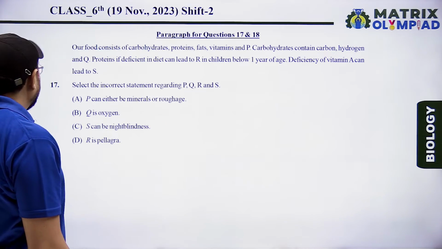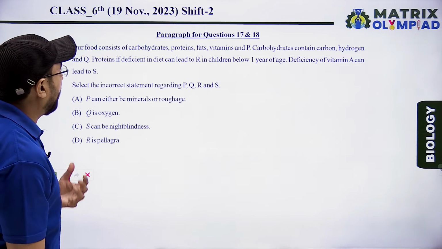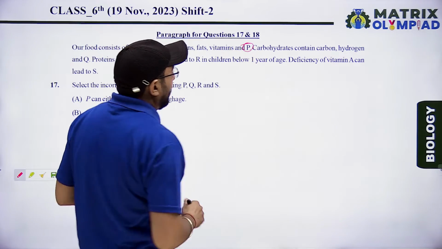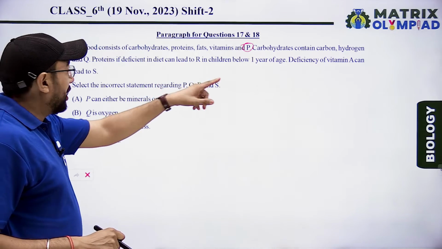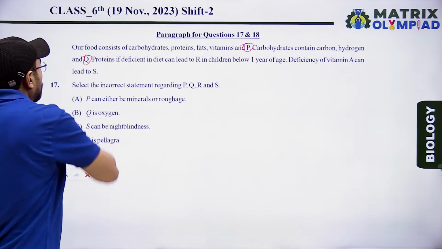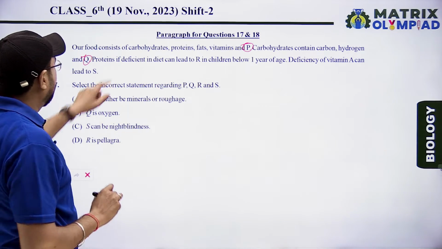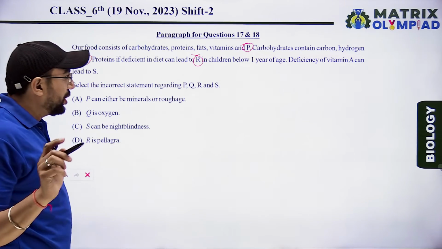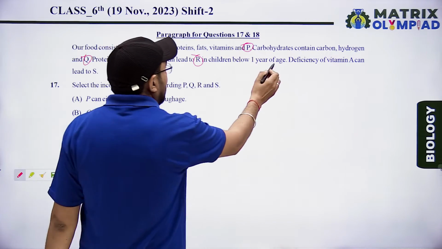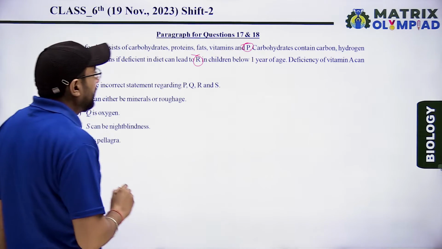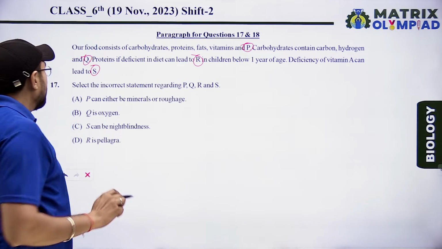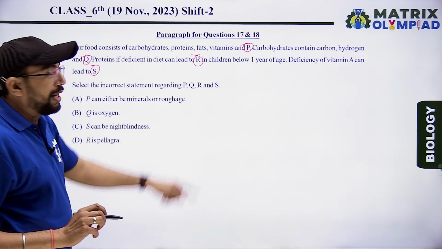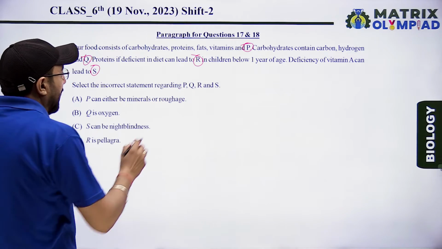Our food consists of carbohydrate, protein, fat, vitamins, so many things, and P. Carbohydrate contains carbon, hydrogen, and Q. Protein, if deficient in diet, can lead to R in children below 1 year of age. Deficiency of vitamin A can lead to S. Select the incorrect statement regarding PQRS.